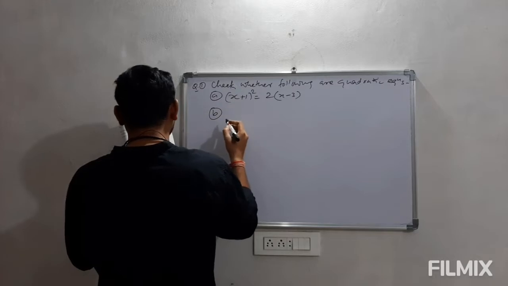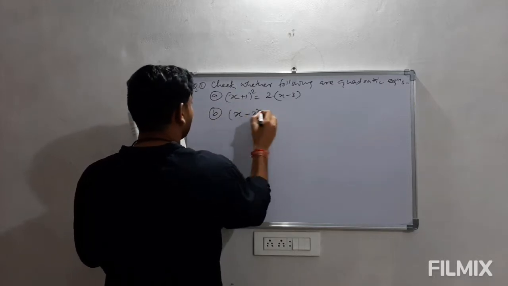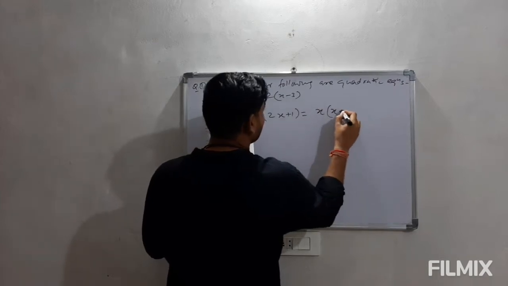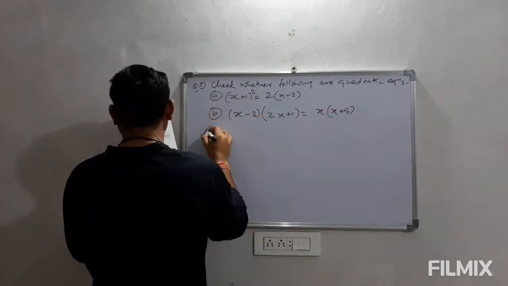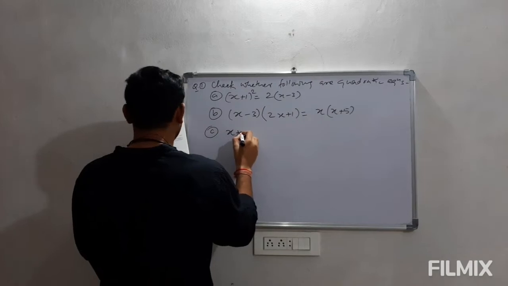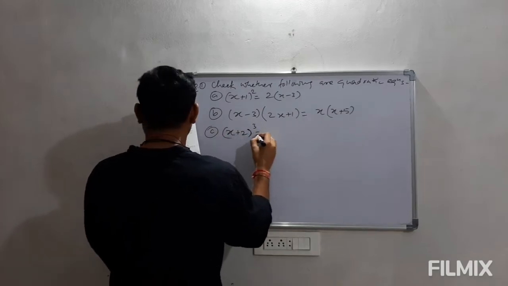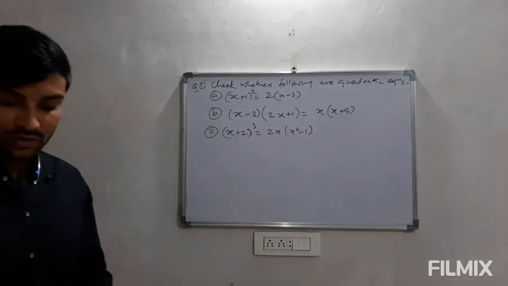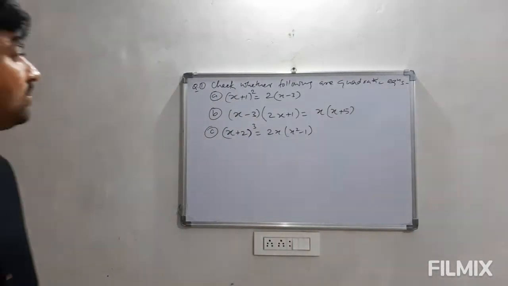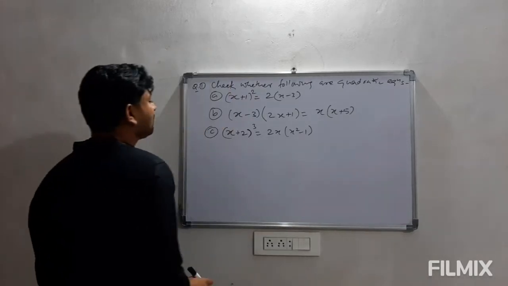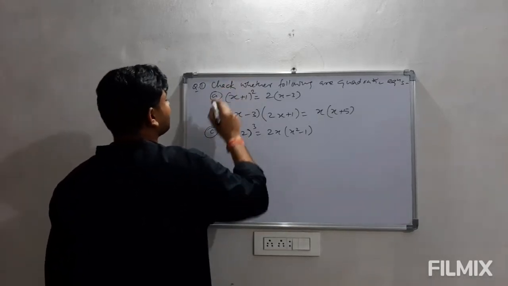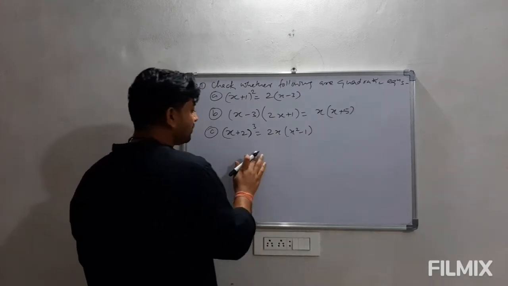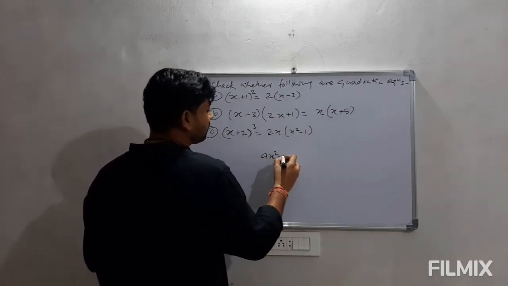I am taking 2-3 examples here. x minus 3 into 2x plus 1 is equal to x times x plus 5. Then we have x plus 2 whole cube is equal to 2x into x square minus 1. Now let us look at these examples. We will try to check whether these are quadratic equations or not. So to check this for the quadratic equation, the process is very simple. We have to rearrange them all in this format.